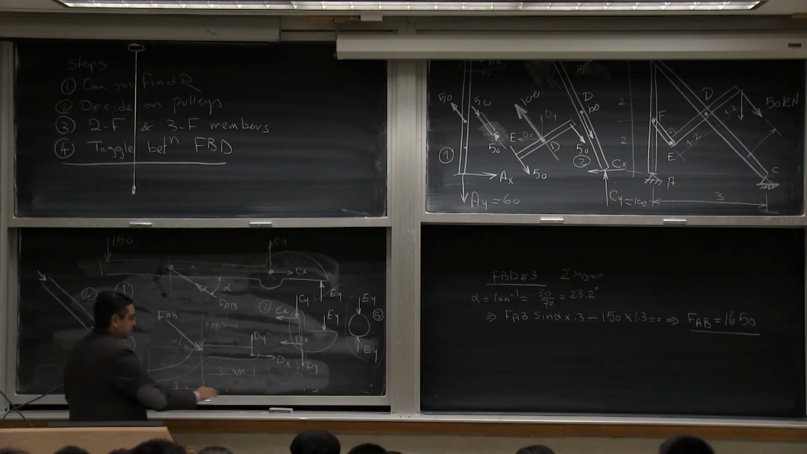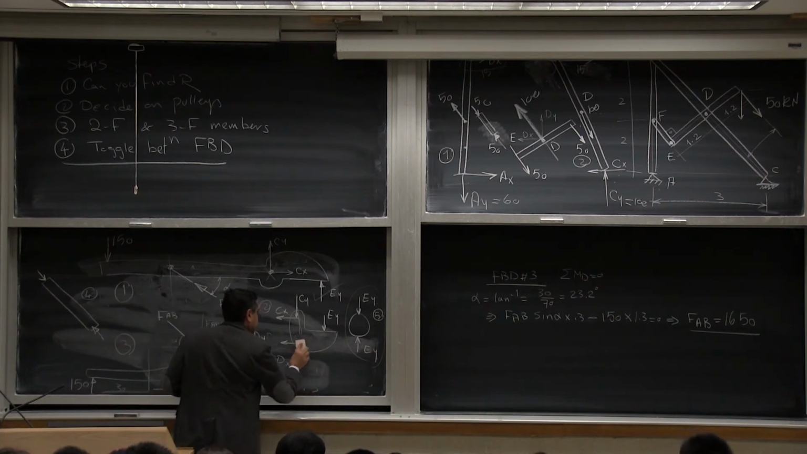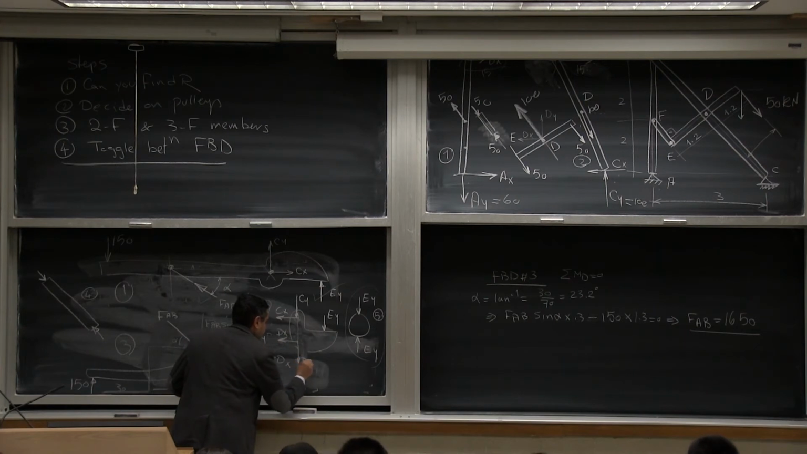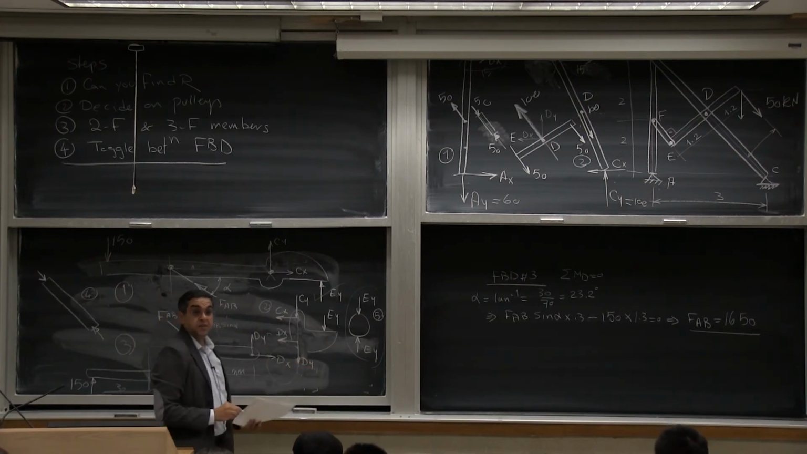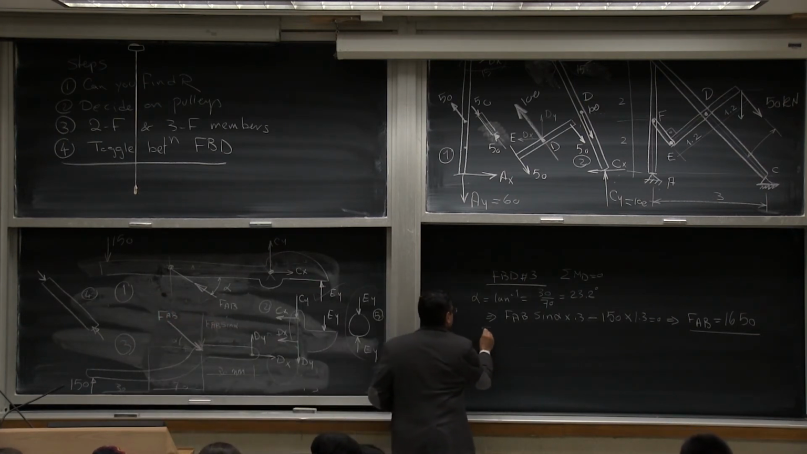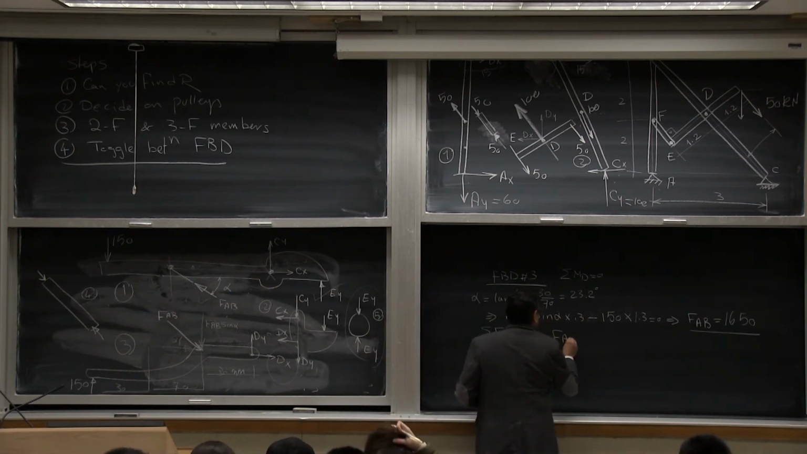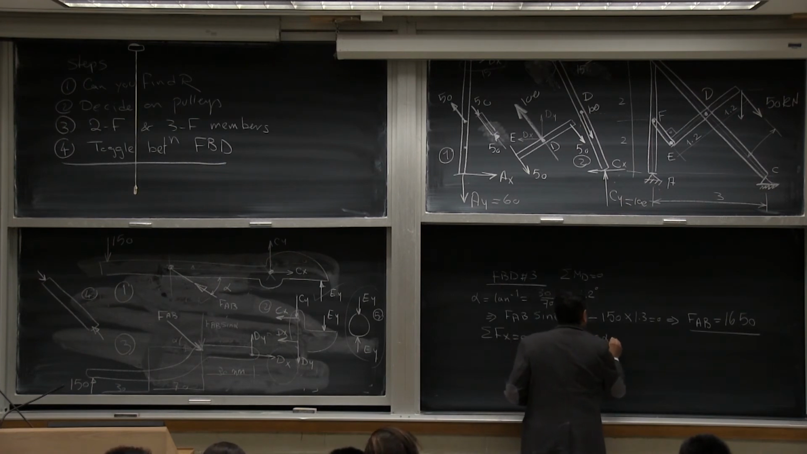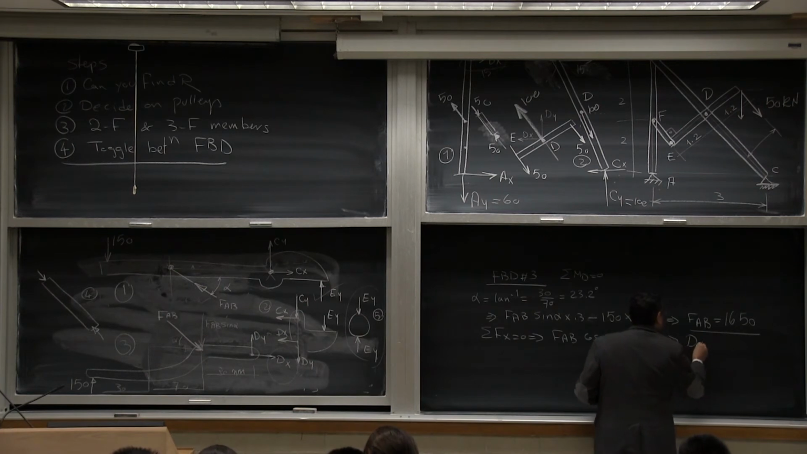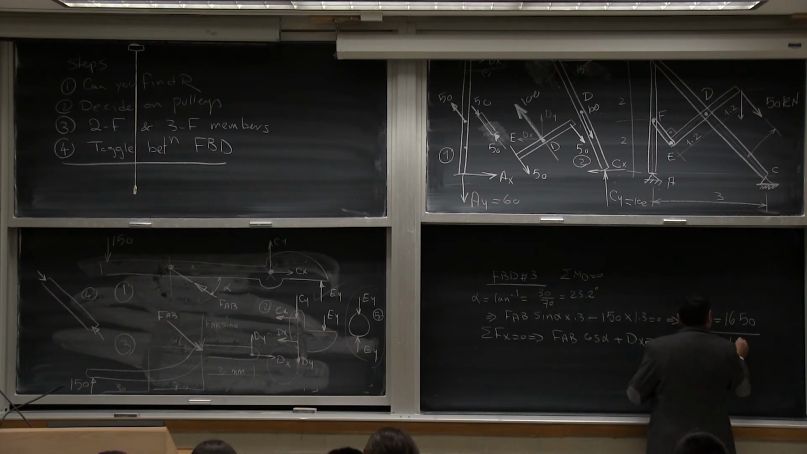So let me draw this carefully. I'll stay in this free body diagram and say sigma FX equals 0. FAB cos alpha plus DX equals 0. That means DX equals minus 1517.